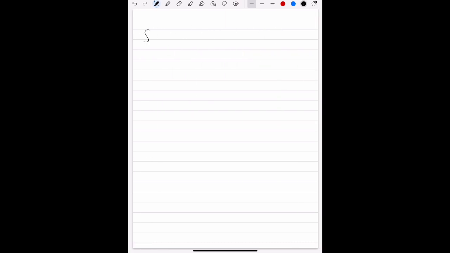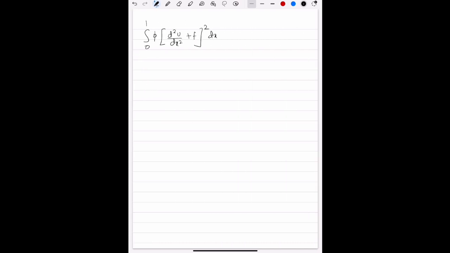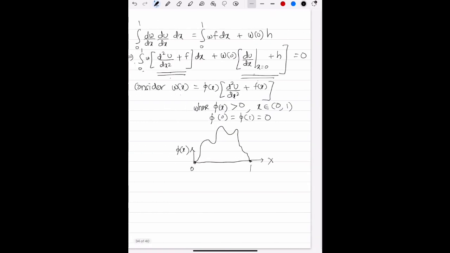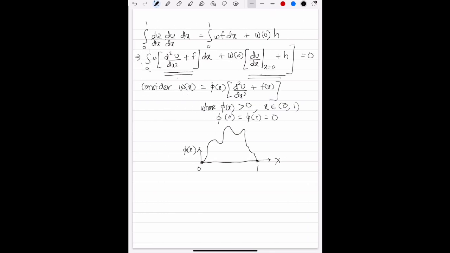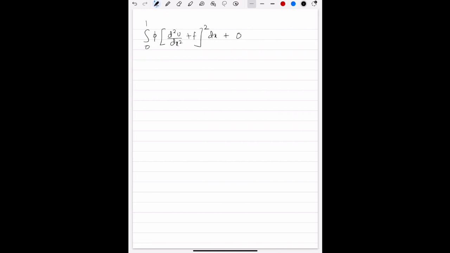So the first term can be written as integral 0 to 1 phi multiplied by (d2u by dx square plus f) squared dx. Now w of x contains this term over here, which when multiplied by the same term gives the square of that particular term, and this is the reason why I chose this particular form of w of x. Regarding the second term, it involves w of 0, but we know that phi of 0 is equal to 0, and hence w of 0 for this particular w has to be equal to 0, and so the second term is equal to 0, and this is equal to 0.